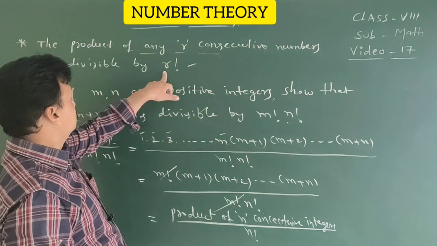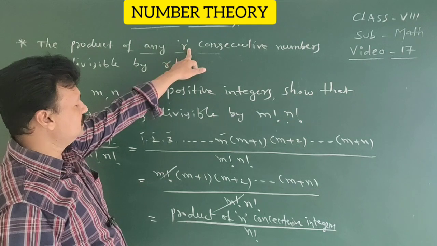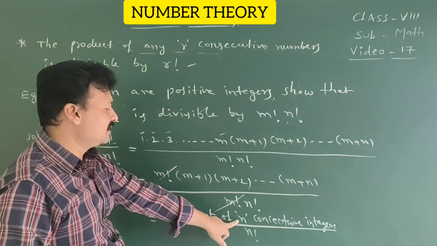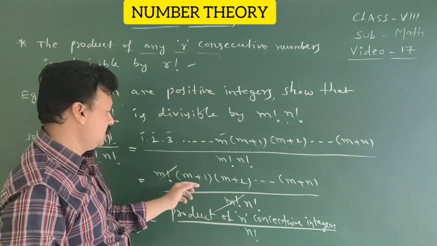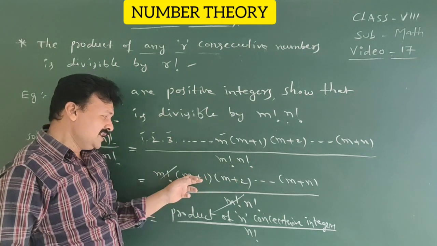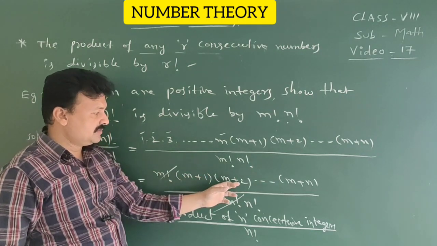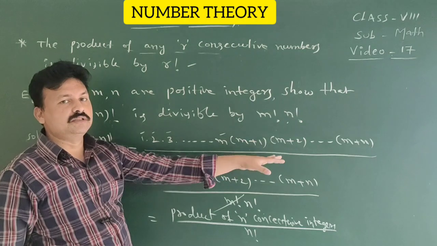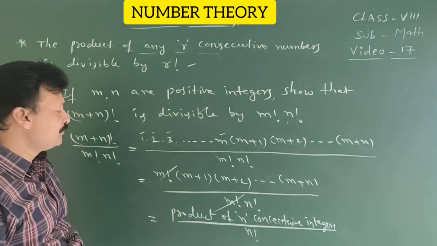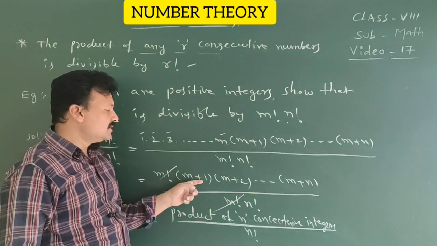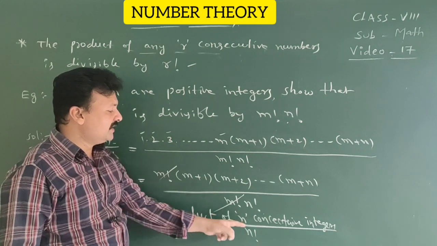So in the earlier result, they gave the product of r consecutive integers. Here we have the product of n consecutive integers. Here m plus 1, m plus 2 and so on means m plus 1 plus 1, m plus 2 plus 2, m plus 3 plus 3. These are consecutive integers only. So here the product of n consecutive integers is divisible by n factorial.